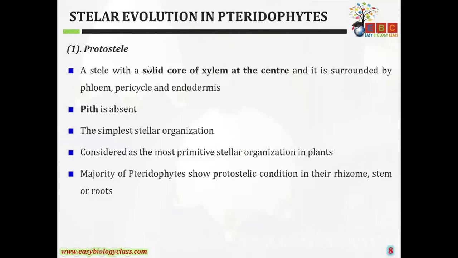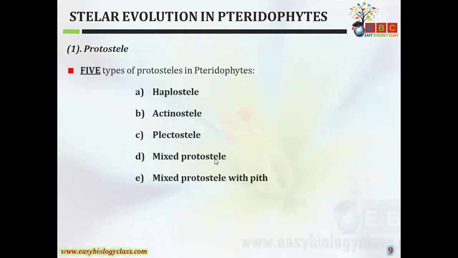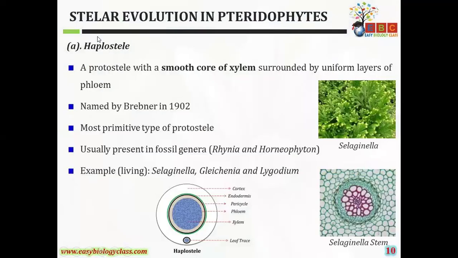Pith is going to be absent. In the center, we can see a solid core of the xylem. It is the simplest stellar organization, and this is considered to be the most primitive one among the plants. Next, I told you this is divided into 5 types: haplostele, actinostele, plectostele, mixed protostele, and mixed protostele with the pith. This is a haplostele condition, with the example Selaginella.